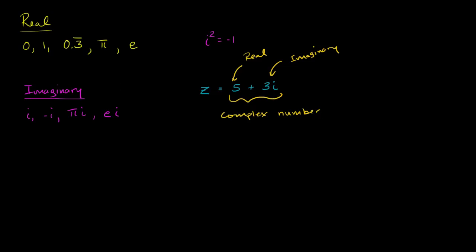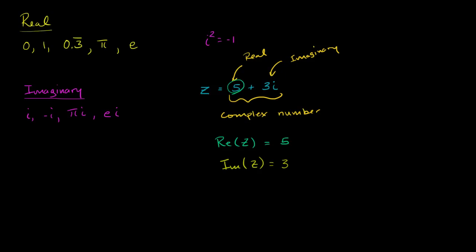And sometimes you'll see notation like this, where someone will say, well, what's the real part of our complex number z? Well, that would be the 5 right over there. And then they might say, well, what's the imaginary part of our complex number z? And typically the way that this function is defined, they really want to know what multiple of i is this imaginary part right over here? And in this case, it is going to be 3.